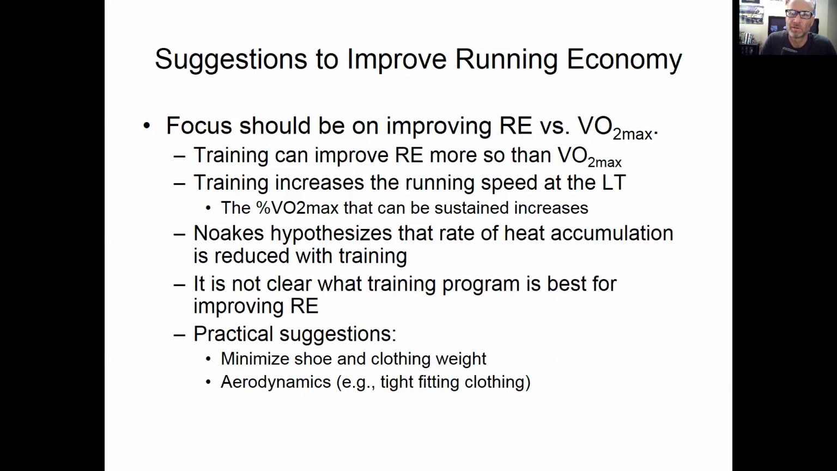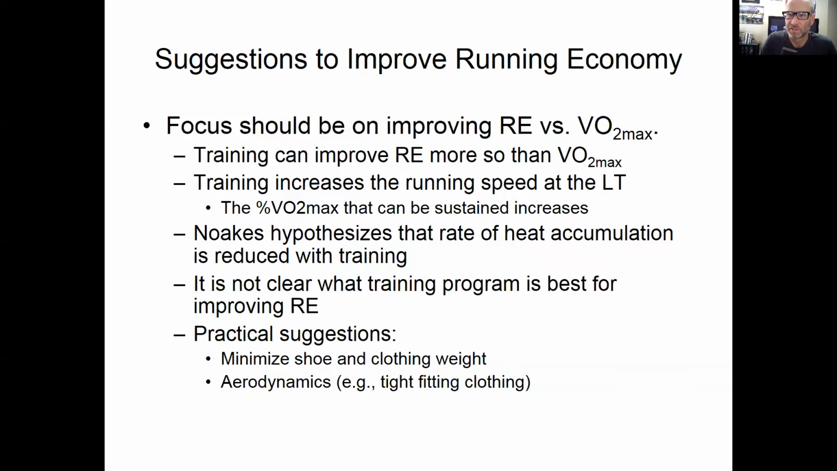It's not clear what training program is best to improve running economy. That could be influenced by the type of drills that someone does, improving coordination of muscle, as well as changes in physiology: mitochondrial density, blood flow to muscle, and maybe even the elastic behavior of muscles and tendons via plyometric types of exercise.